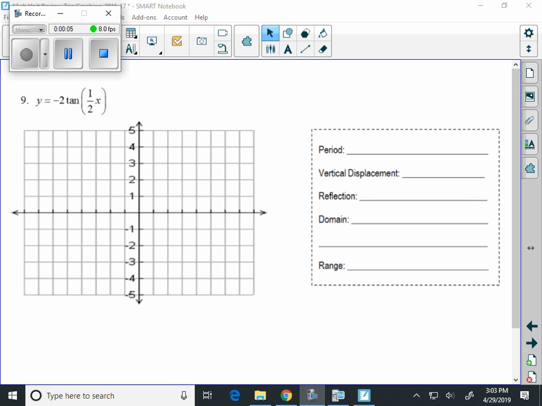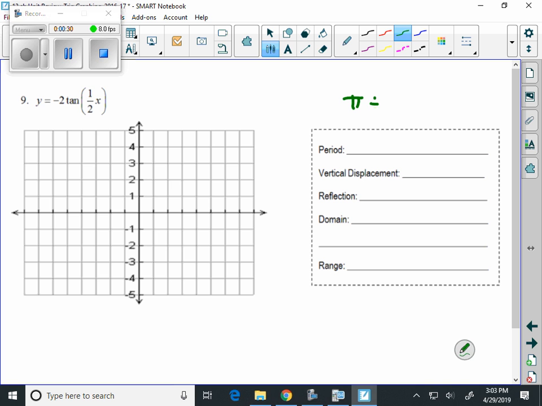Graphing y equals -2 tangent of 1/2 x. Let's find out a couple pieces of information, and I want to start with reminding you that the normal period for both tangent and for cotangent is pi. So when we come over here to figure out our period, we're going to take pi divided by 1/2, which is pi times 2/1, so it's going to be 2 pi.